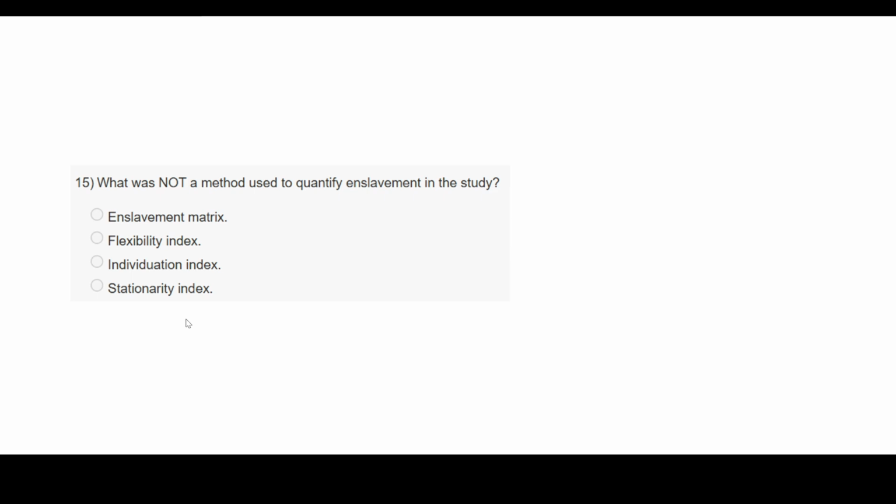What was not a method used to quantify enslavement? Enslavement matrix, flexibility index, individuation index, and stationarity index. Flexibility index. The other three were used to quantify enslavement in the second study.